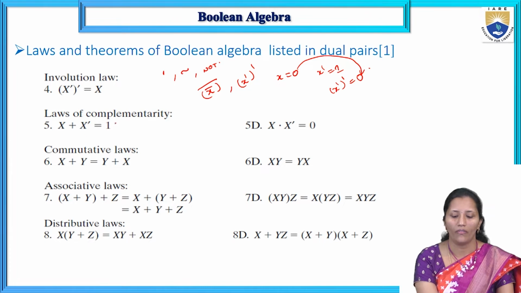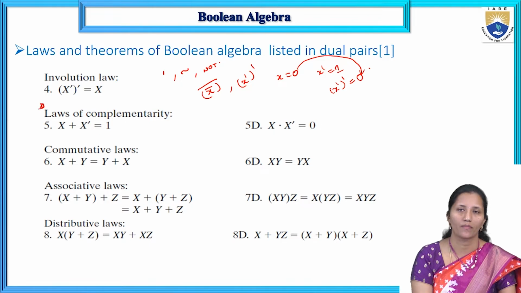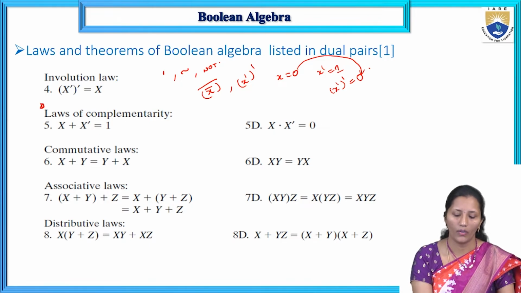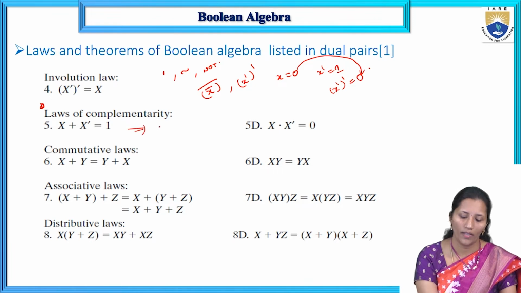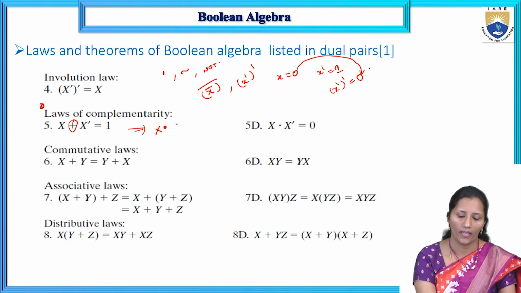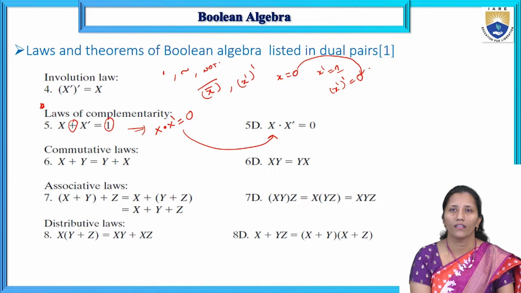So the laws of complementarity. Here x plus x bar is equal to 1. This is also important. x plus x bar is equal to 1. How can we write the duality here? The variable will not change, only the binary operator will change. So plus, the OR operator, will become the AND operator. The variable will not change, is equal to, logic 1 will become 0. So this is the duality of the fifth equation, x plus x bar is equal to 1. We can write that as x dot x bar is equal to 0.